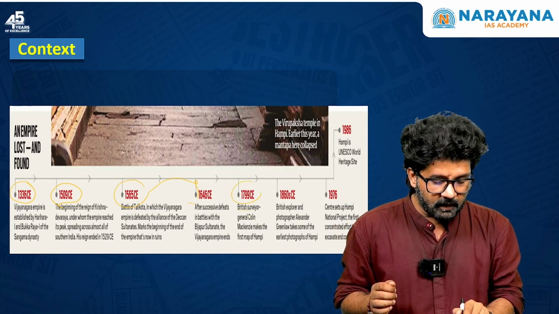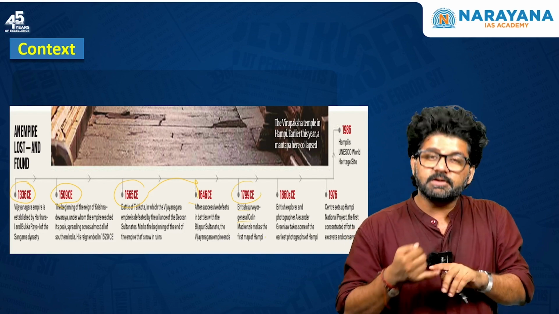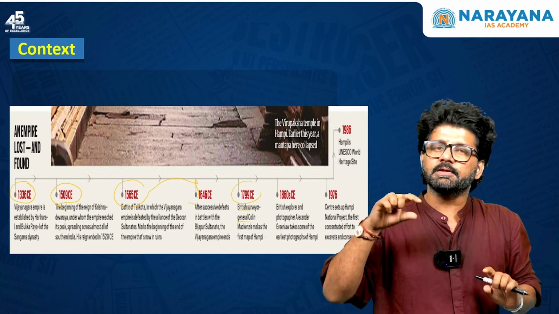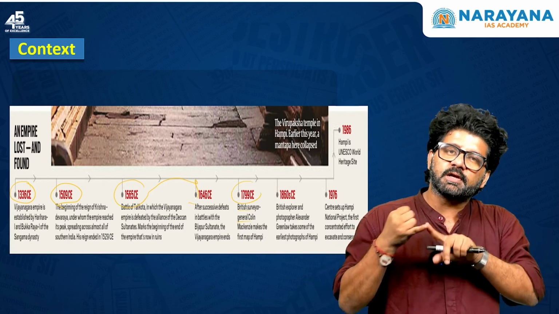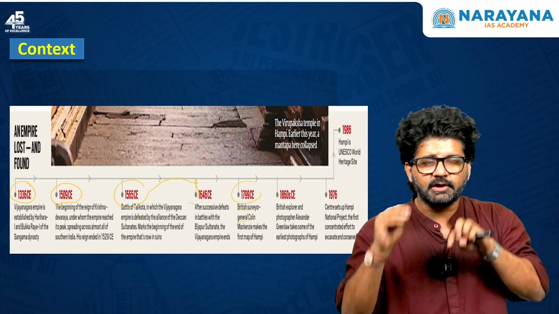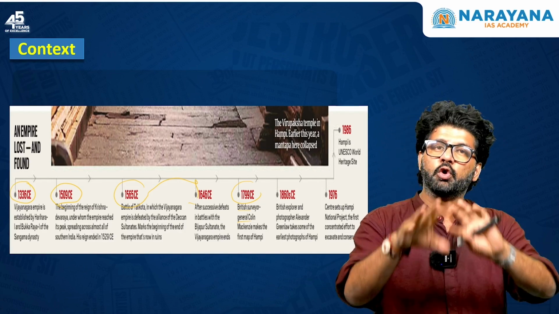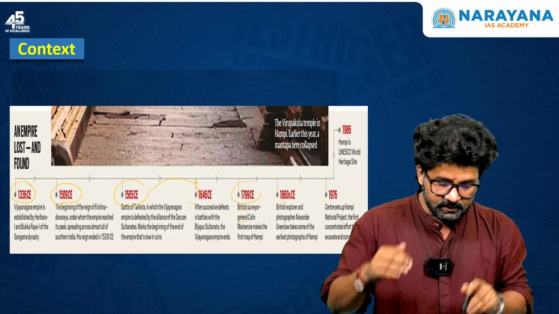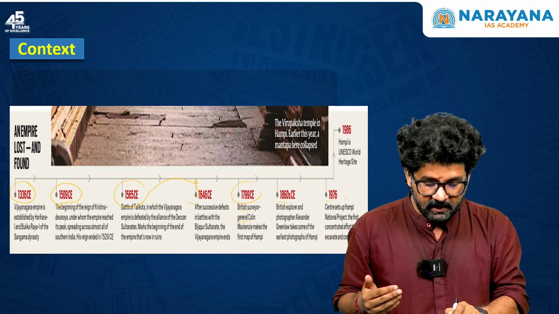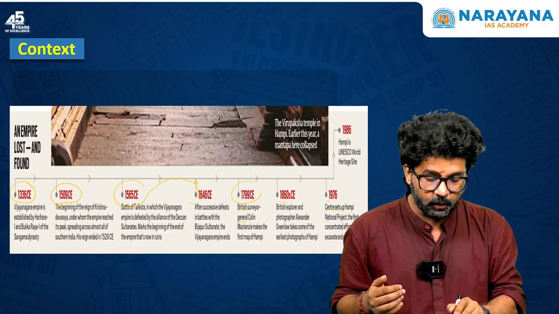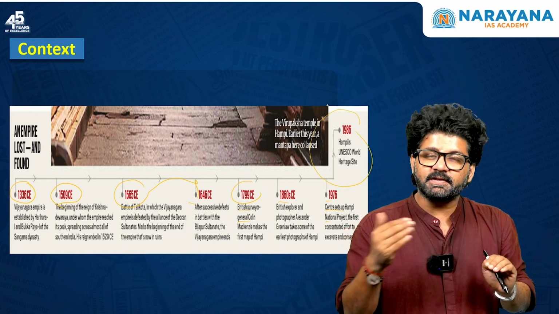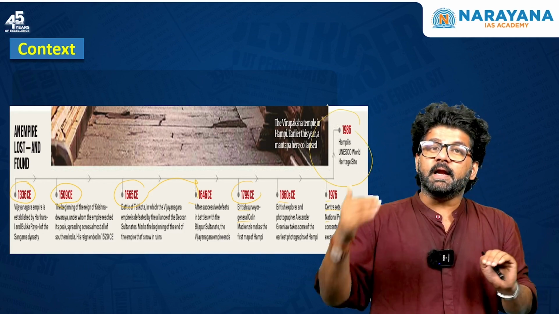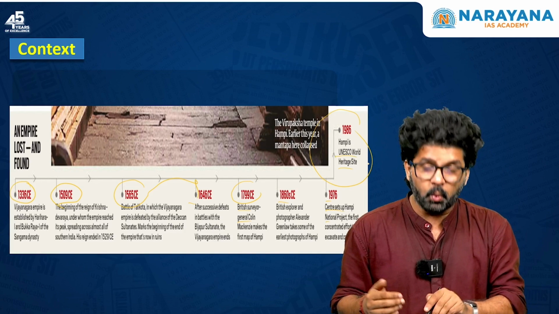1799, British Surveyor General Colin Mackenzie makes the first map of Hampi. And this Colin Mackenzie has been discussed in class 12 chapter 7 as well. That's why I'm telling you again and again, go to the new NCERT and read class 12 chapter 7. 1860s, more photographs were taken. 1976, the Centre sets up the Hampi National Project, and 1986, Hampi is a UNESCO World Heritage Site.